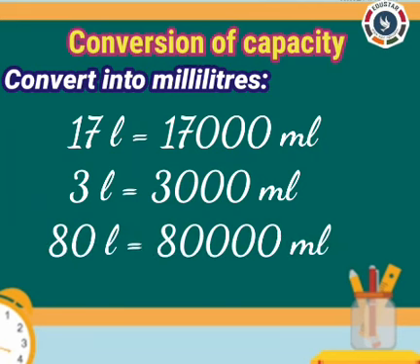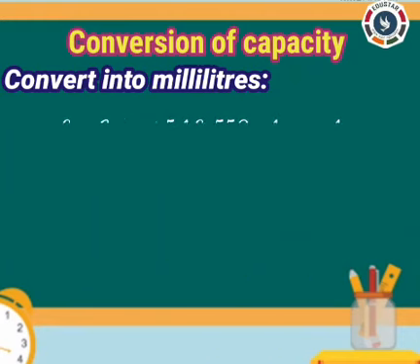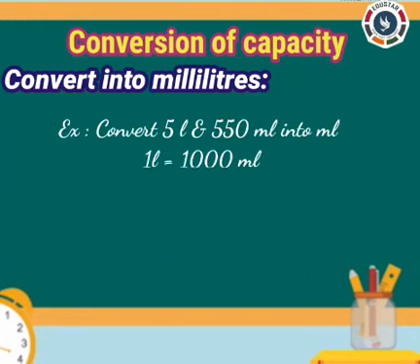80 liter is equal to 80,000 milliliter. Here we have added 3 zeros on the right side of the given numbers. Next, convert from liter and milliliter to milliliter.